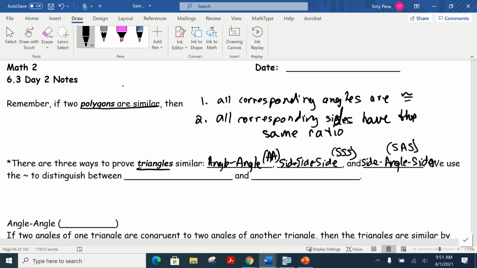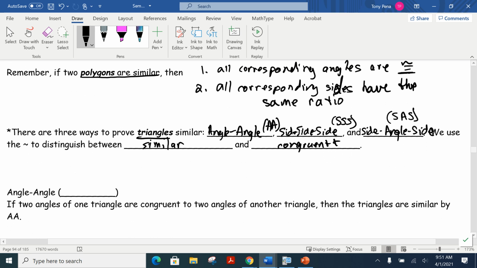All right, and then we use this little guy to distinguish between the idea being similar and congruent. So congruent, not only the angles congruent, but the sides would also be congruent. And in similar ones, the sides aren't congruent, they're not the same size.